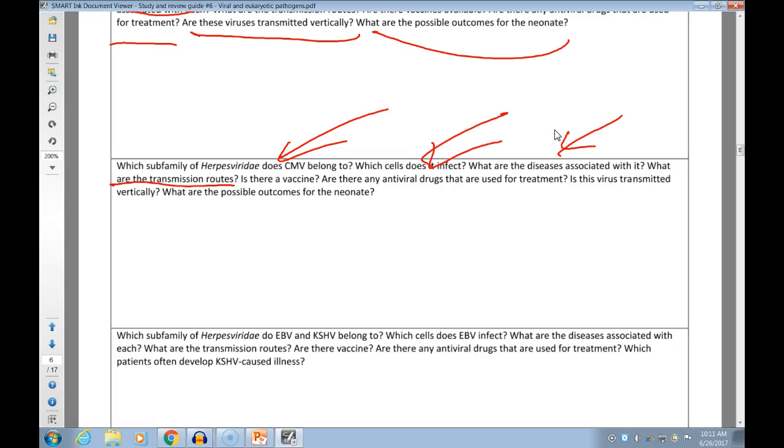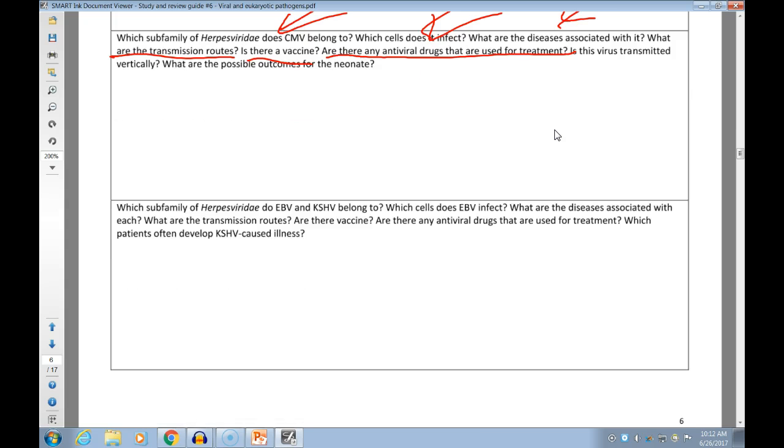Transmission routes: for everything else except varicella zoster, it's bodily fluids. Vaccine, no. Are there any antiviral drugs? Acyclovir. Vertically transmitted. Possible outcomes for the neonate: bad. Does that make sense? They're pretty uniform.